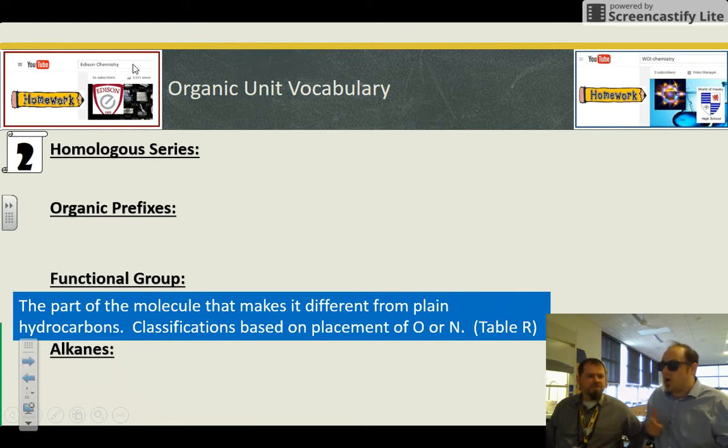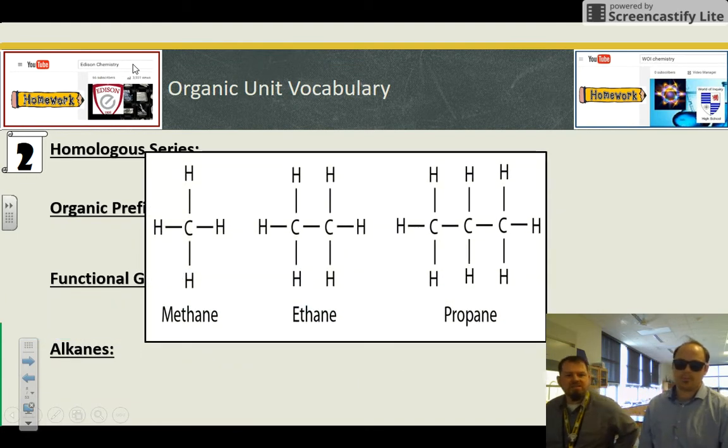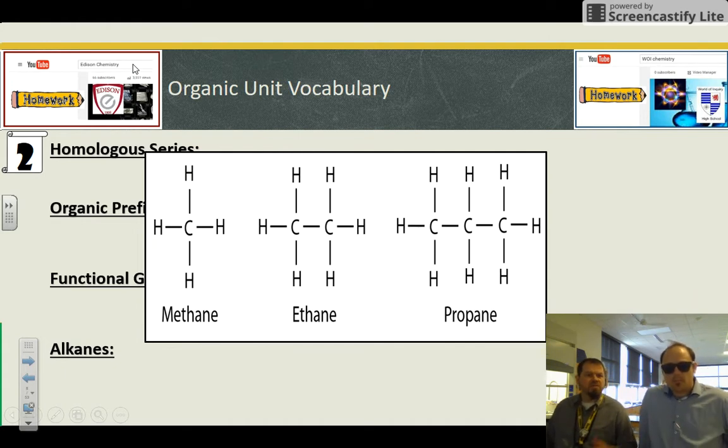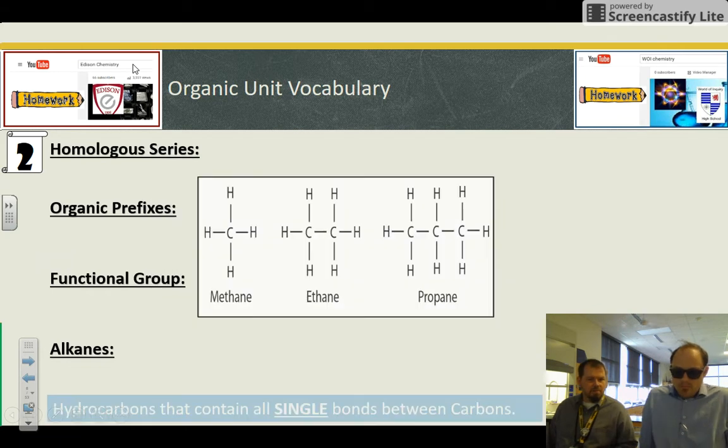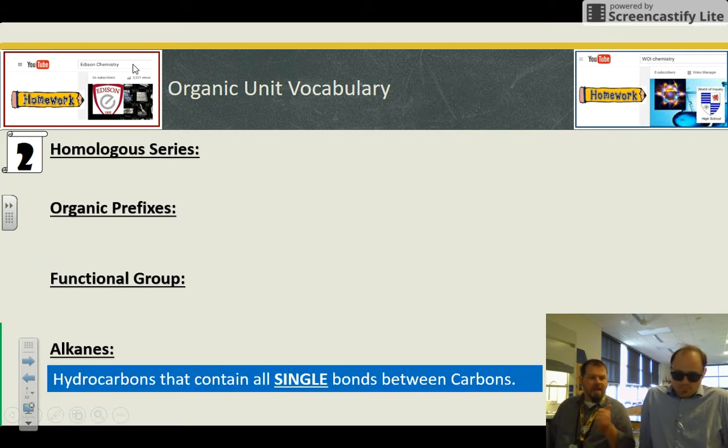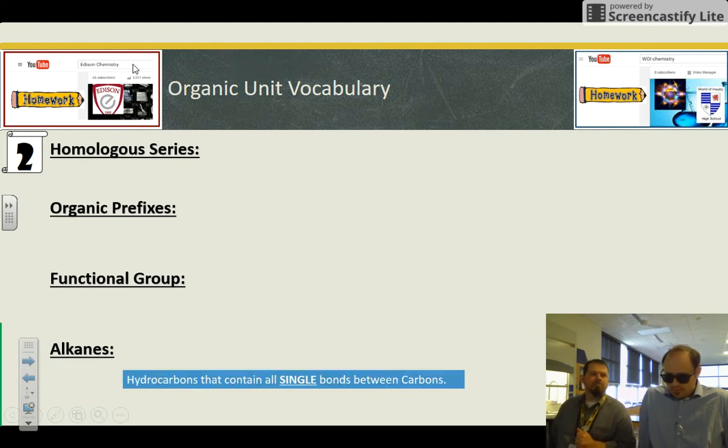Table R. Alkanes. This is the basic first thing we'll study. Here are 3 examples. This is all single bonded carbons. So any hydrocarbon, hydrogen and carbon, that's it, that contains all single bonds between the carbons, that is an alkane.